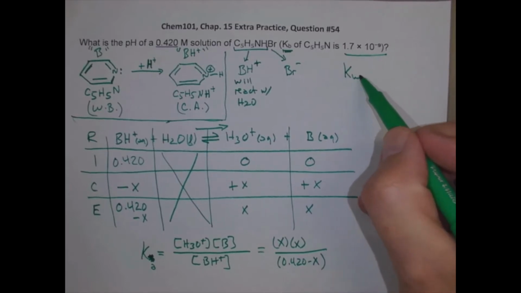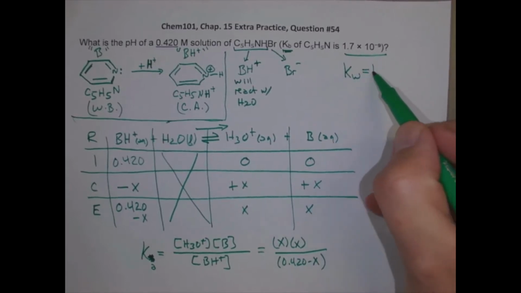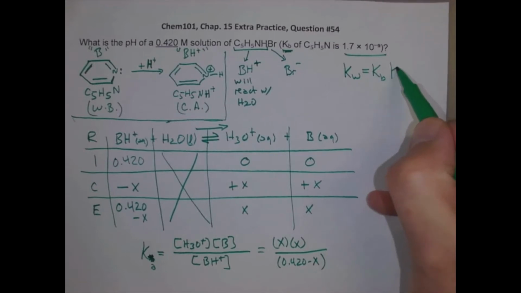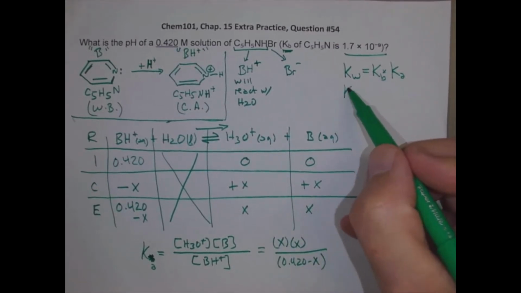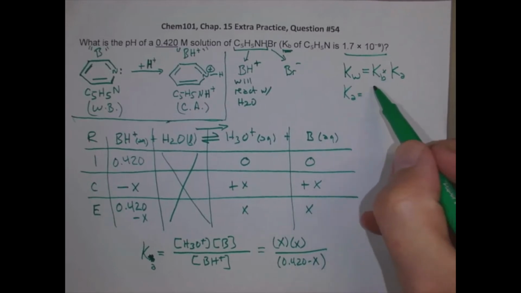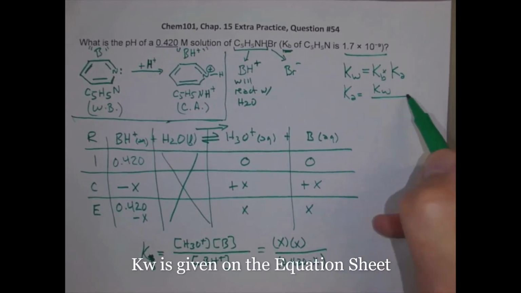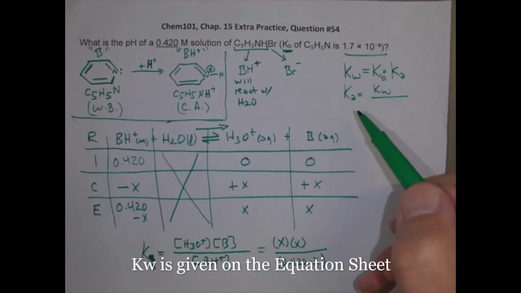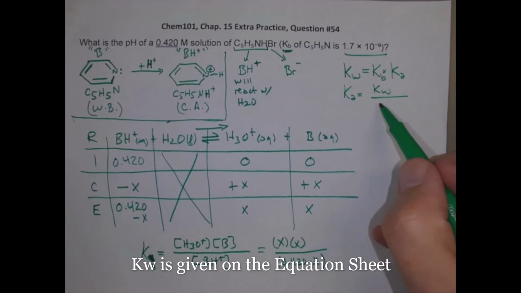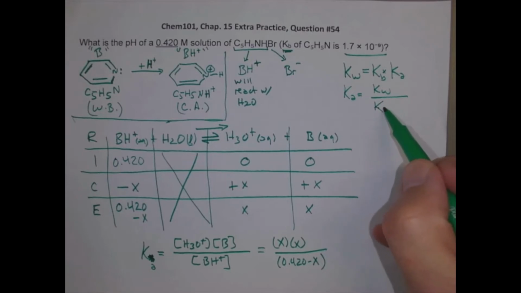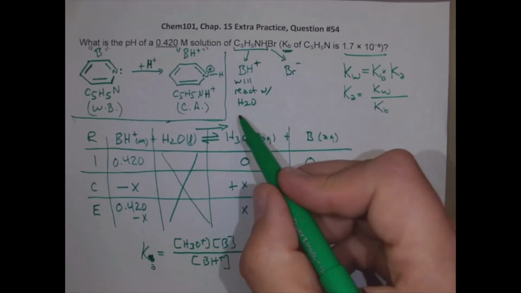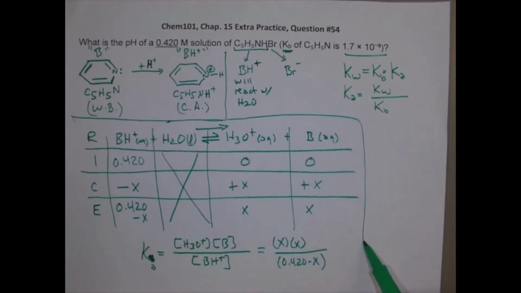And it comes about from this relationship. The Kw is equal to the Kb times the Ka. So I can rearrange it and then say the Ka is equal to the Kw, which is given. It's 1 times 10 to the minus 14 over this Kb. Okay? And so let me draw a line here so I don't get things mixed up too much.